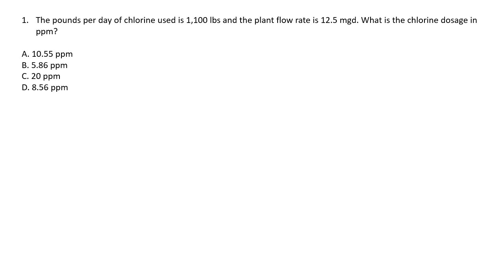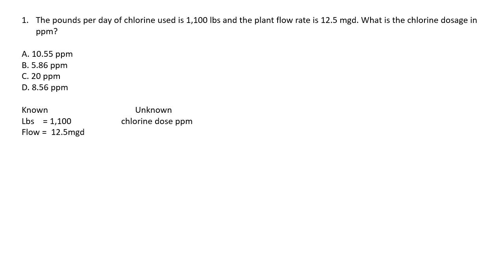Alright, so question number 1 was, the pounds per day of chlorine used is 1,100 pounds, and the plant flow rate is 12.5 million gallons a day. What is the chlorine dosage in parts per million? With all word questions, I like to pull the known and unknowns out so I can keep track of them. So what we know is that you used 1,100 pounds. The flow was 12.5 million gallons a day, and what we're looking for is the chlorine dose in parts per million.